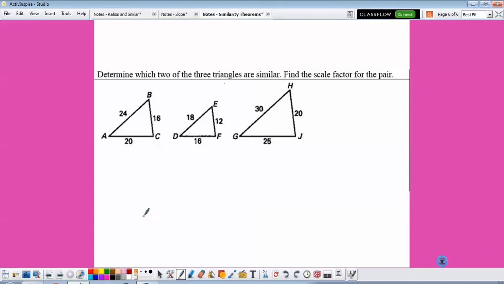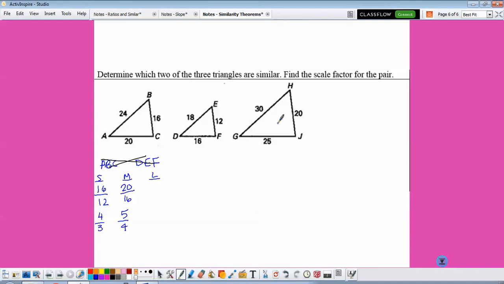Now finally, checking to see which of these two triangles are similar. So we need to check each pair. So ABC and DEF. We have to do the small, the medium, and the large proportions. So the smallest side here is 16 over the smallest side here is 12. 16 over 12 simplifies to 4/3. The medium side is 20 over 16. 20 over 16 simplifies to 5 over 4. Well, those aren't equal, so we don't even need to check the large sides. So that's not the pair.